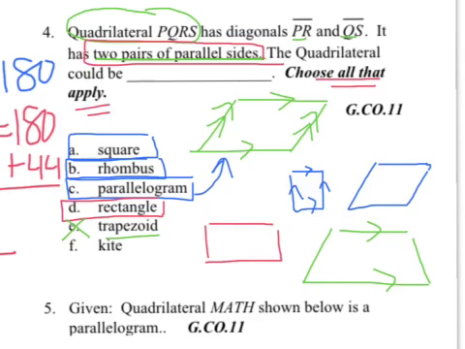And a kite, well, you might think that it does, it has two longer sides here. And this side is not parallel to this. They would eventually meet. So a kite is not.